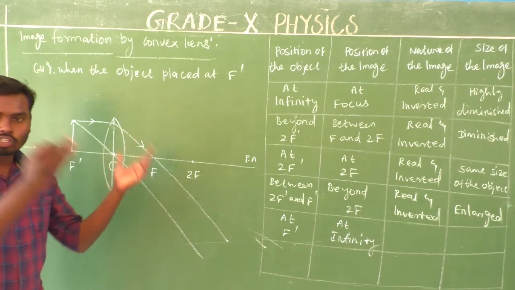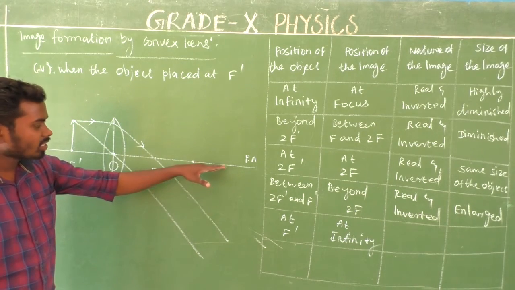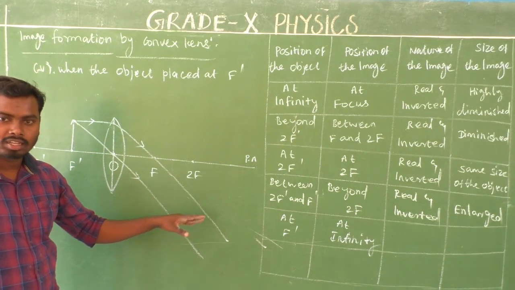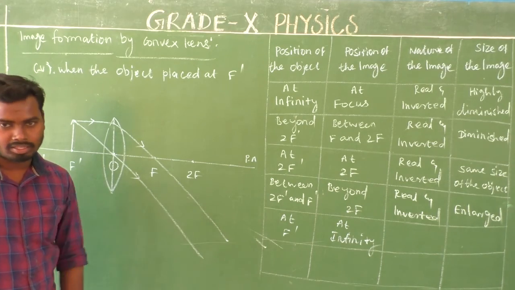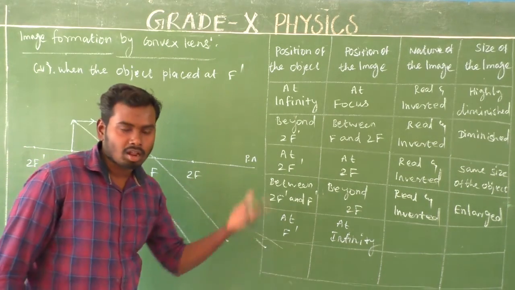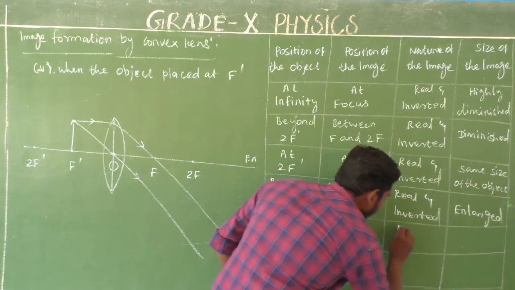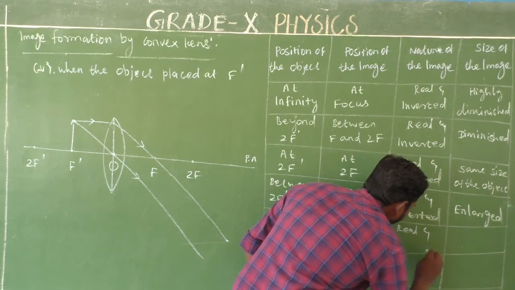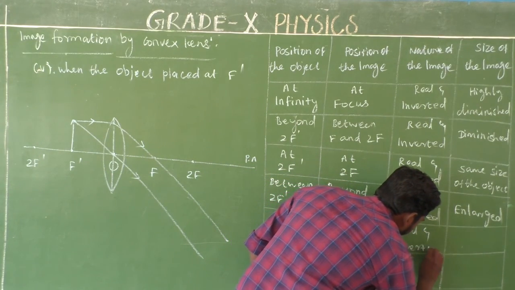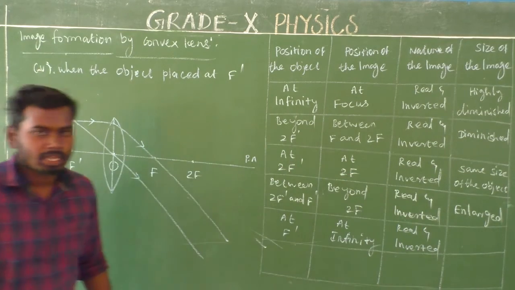Next one, nature of the image. Whether the image is a virtual image or a real image. Here, look, the image is formed below the principal axis. So what is that image? That image is considered as a real image. Is it clear? All the real images are inverted images. So that image is real and inverted. Is it clear?